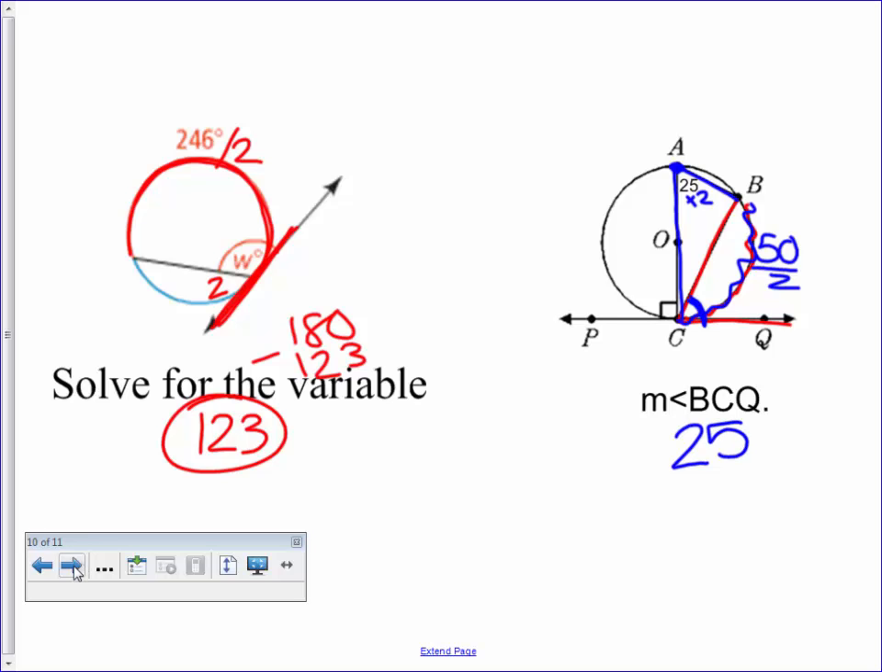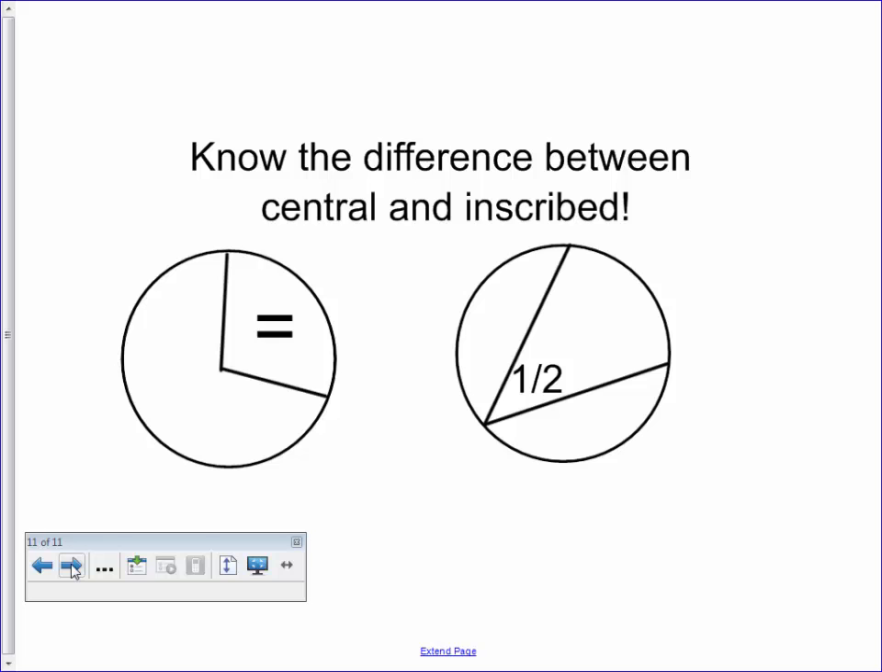All right, please remember the difference between central and inscribed. Pay attention to where the angles are located.